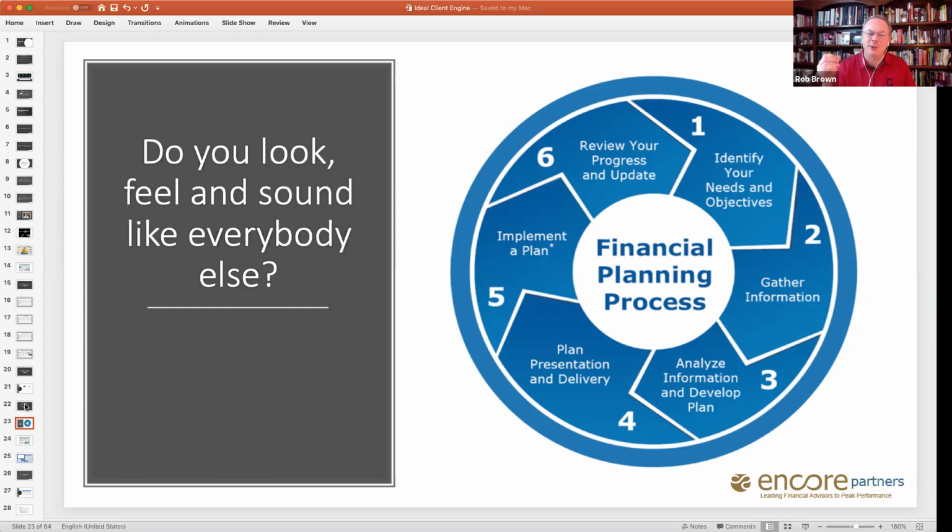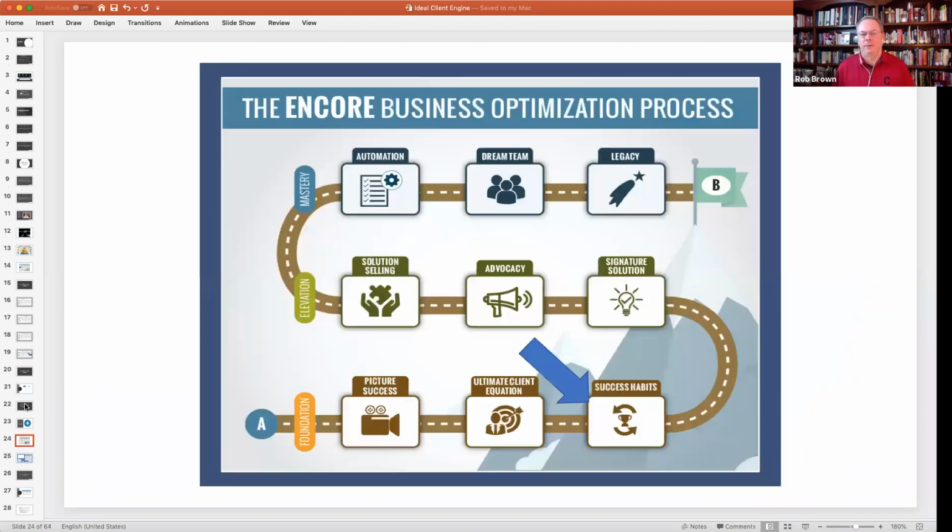You have to be able to do it uniquely. You have to look different from the rest of the crowd. You can't sound like everybody else. This shift is essential. My business optimization process, which I shared with you a little while ago, my roadmap for helping my clients get from their point A to their point B, is an example of a way to communicate your unique client proposition.